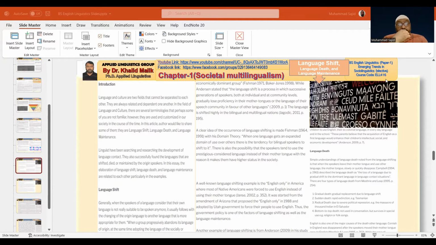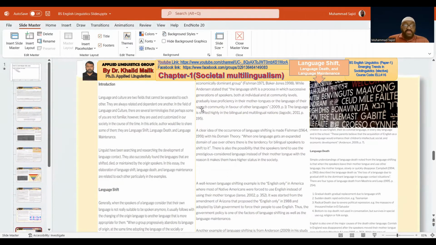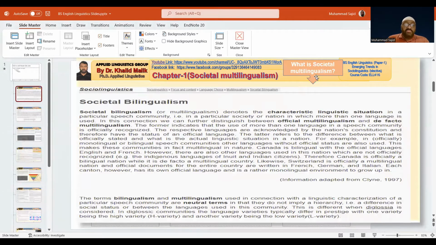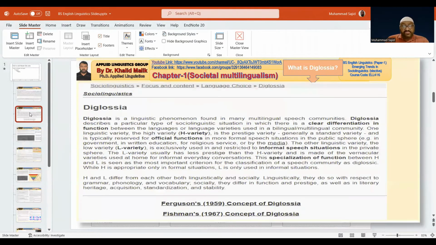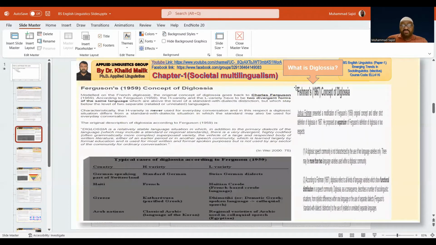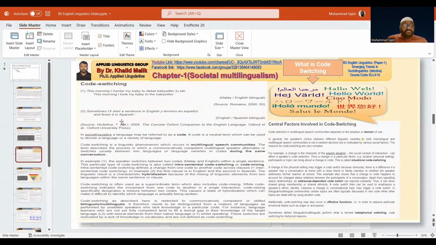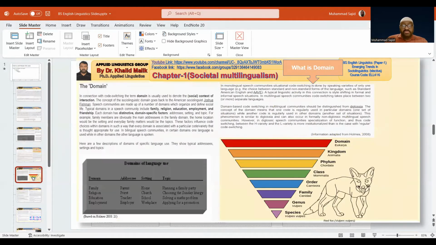So you have to see, we previously finished a lot of questions. For example, what is societal multilingualism? We finished this question. What is diglossia? We finished this question number 2 in the previous lecture, and then question number 3, what is code switching or societal multilingualism? Then we finished, you can see, what is domain.